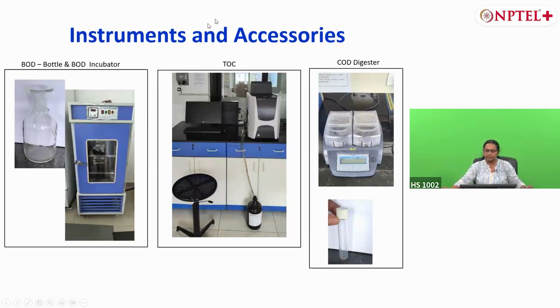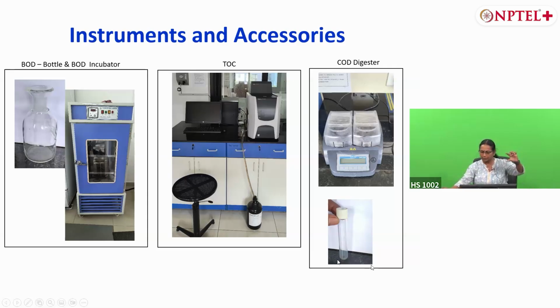And the instruments: this is the BOD bottle I was telling you about, around 300 ml. Don't use it as measuring equipment, because it is approximately 300. You have to fill up to the mouth, then put the cap. Otherwise some oxygen bubbles will be there, and that will affect your result. This is the BOD incubator, this is the TOC instrument directly, and this is a COD digester.